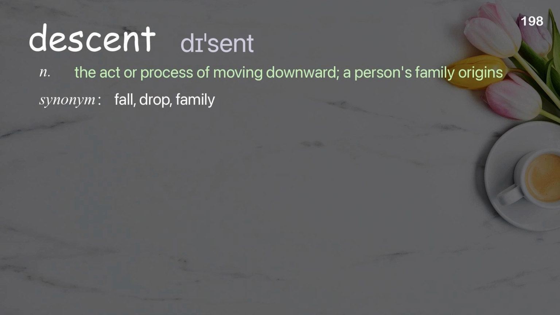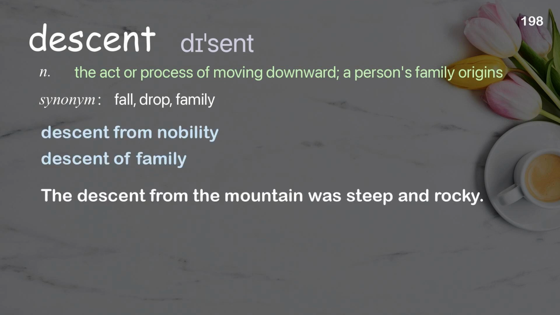Descent. The act or process of moving downward, a person's family origins. Examples: Descent from nobility, descent of family. The descent from the mountain was steep and rocky.